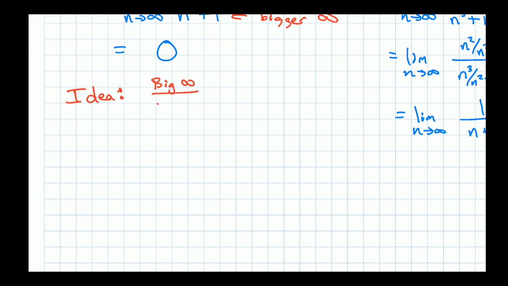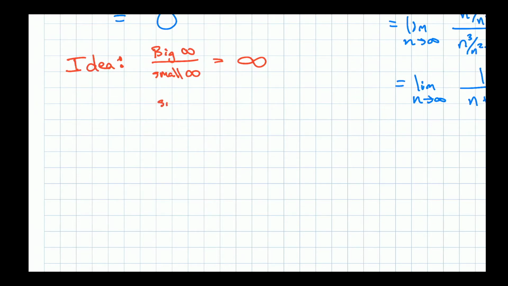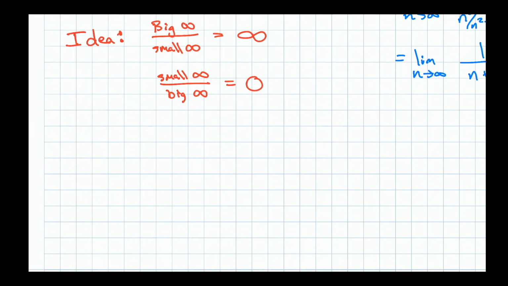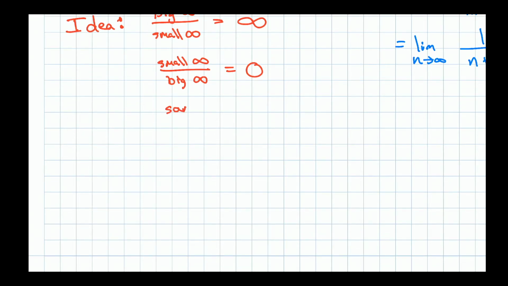Big infinity over small infinity is going to give you infinity. Small infinity over big infinity is going to give you 0. If they're exactly the same, same infinity over same infinity, that's where you're typically going to have the ratio of leading coefficients kind of thing happening, which I'll show you an example of momentarily.